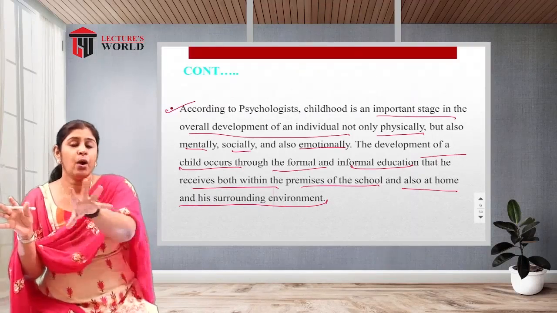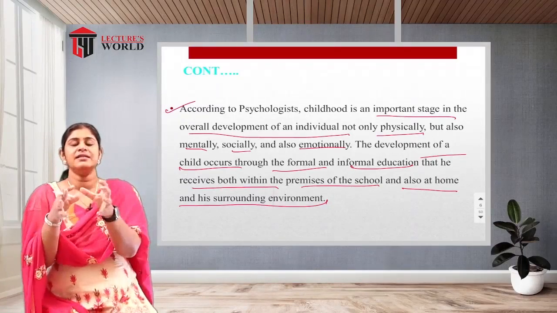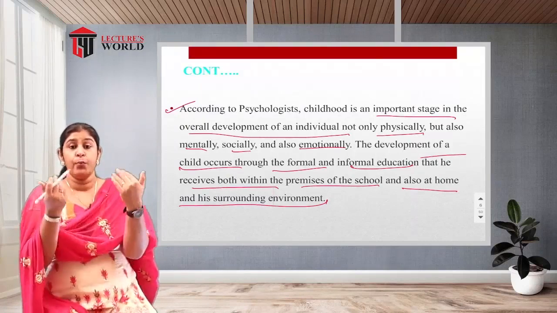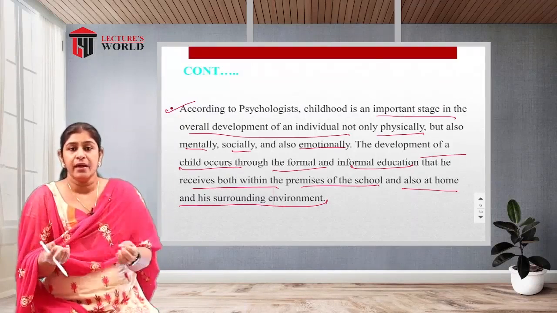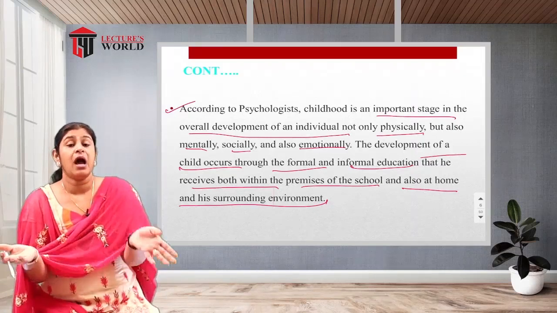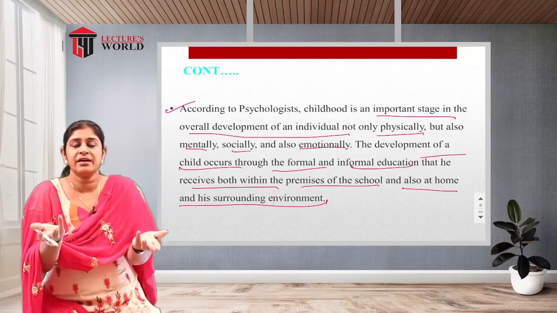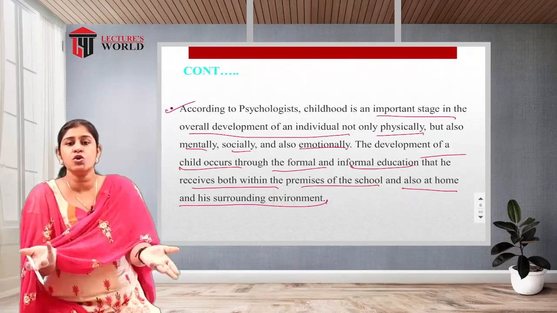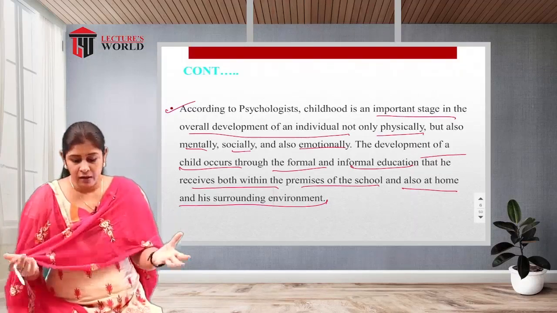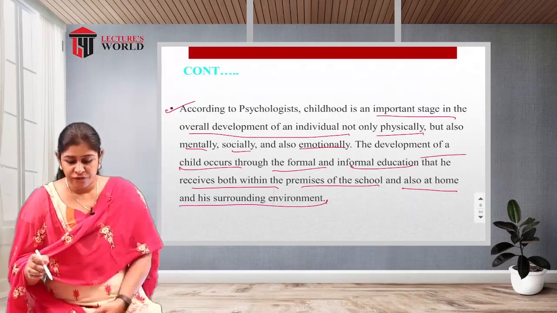Inside the home, parents give certain education to the children, guiding them and telling them what is good and right for them. Outside, in the form of a school, teachers give education, and children learn new things and learn how to behave. That is what we call formal and informal education.